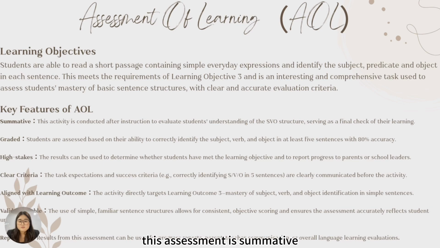This aligns with learning outcome 3 and targets the analyzing level in Bloom's taxonomy. This assessment is summative, conducted after instruction to evaluate students' learning. It is also graded with clear marking. Students need to correctly identify subject, verb, and object components in at least 5 sentences with 80% accuracy. Because results can be reported to parents or school leaders, it is considered high stakes. The activity is valid and readable, using familiar sentence structures and objective answers that are easy to score. Expectations are shared beforehand, ensuring clarity and transparency, and the assessment is fully aligned with the intended learning outcome.